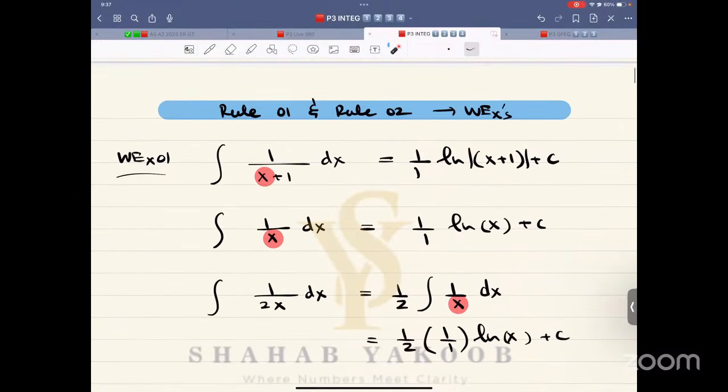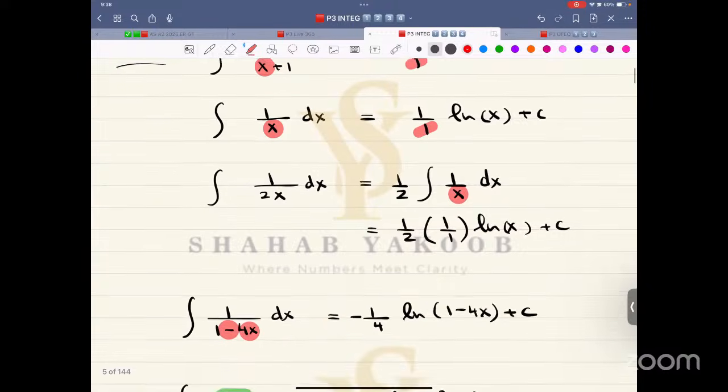Now, rule number 1 and rule number 2 worked examples. 1 over x plus 1. Coefficient of x is 1. Even if it's as obvious as 1, make a habit of writing it. So this is 1 over 1, and this is ln x plus 1. This is again 1 over 1 ln x.